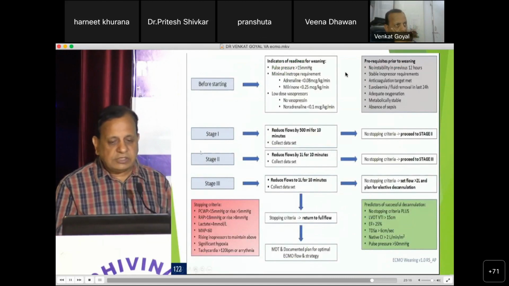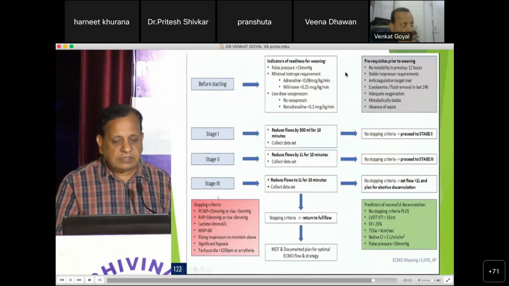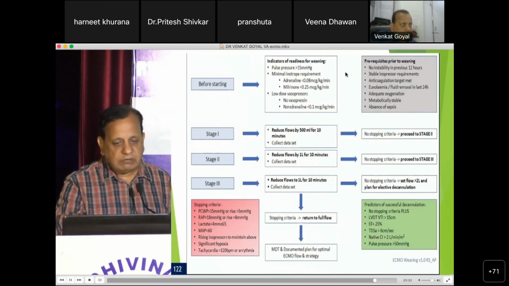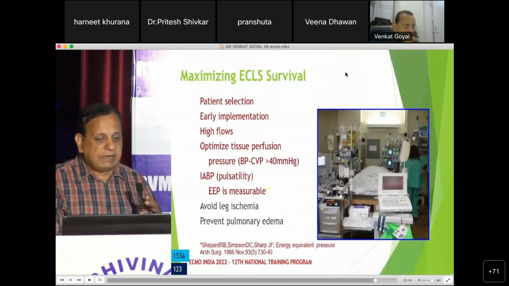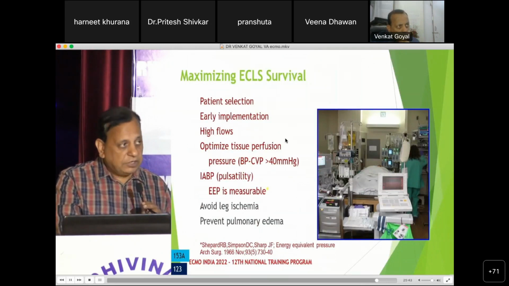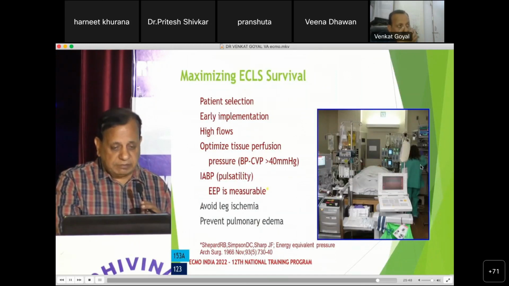So there are 3 stages to it. First, reducing flows by 500 ml, then second stage, reducing flows by 1 liter for 10 minutes, and stage 3, reducing flow to 1 liter for 10 minutes, and there are no stopping criteria. And then you plan for an elective decannulation. So maximizing survival on VA ECMO: good patient selection, early implementation, high flows, optimum tissue perfusion, addition of IABP, avoid leg ischemia, prevent pulmonary edema.